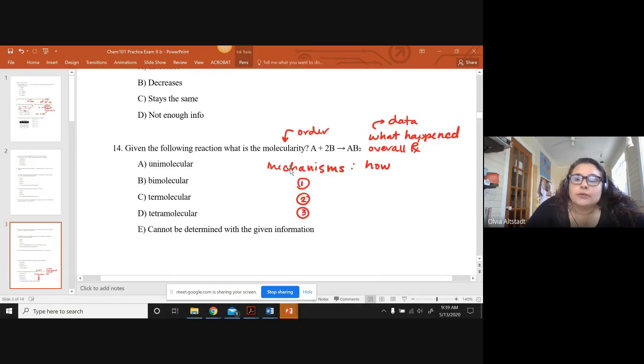The other option is knowing the mechanism. The mechanism breaks it down into elementary steps. These are all elementary steps. So in an elementary step, the coefficients of the reagents are the order, but that's only in an elementary step. This is not an elementary step. This is the overall reaction. So you don't have the information to determine the molecularity, which, like I said, is another word for the order of the reaction.